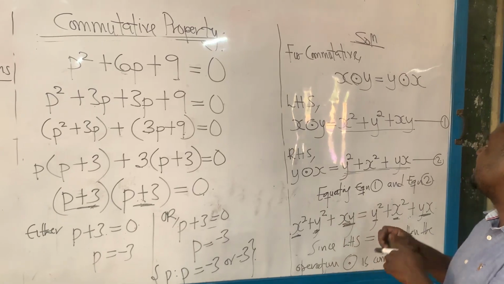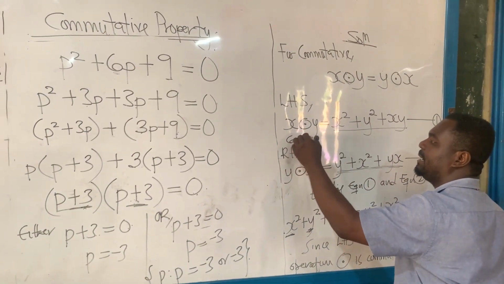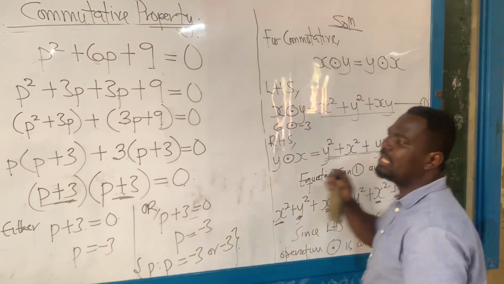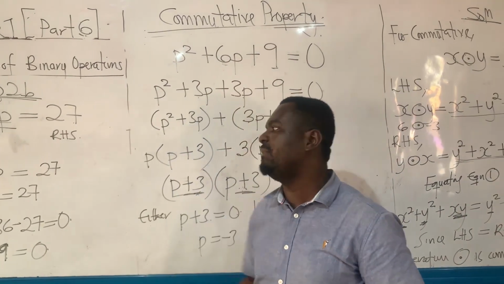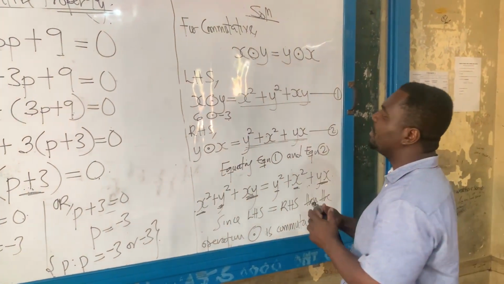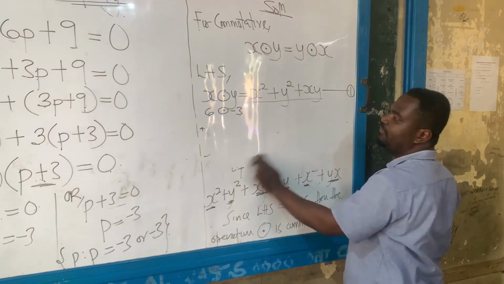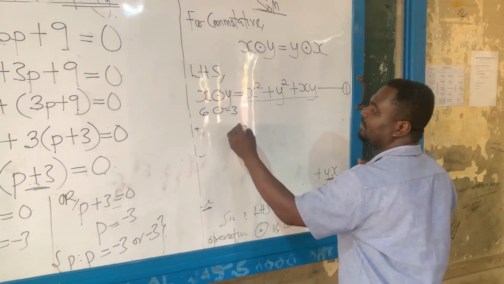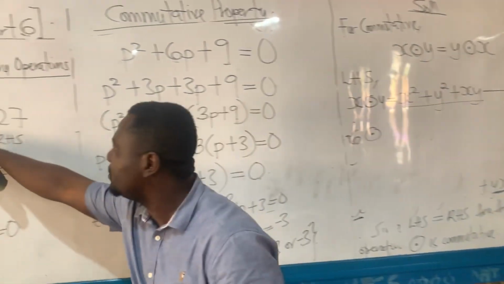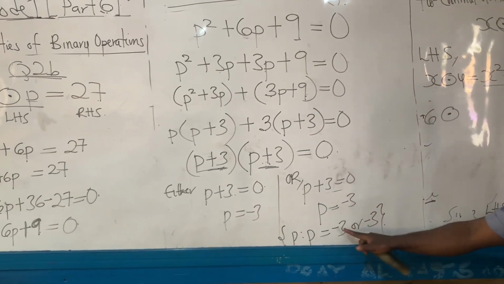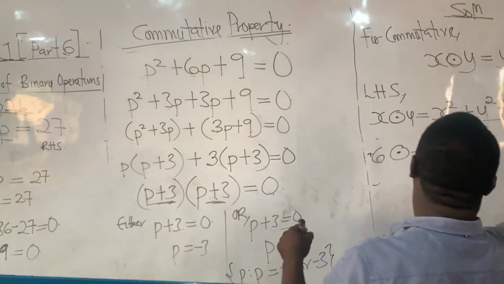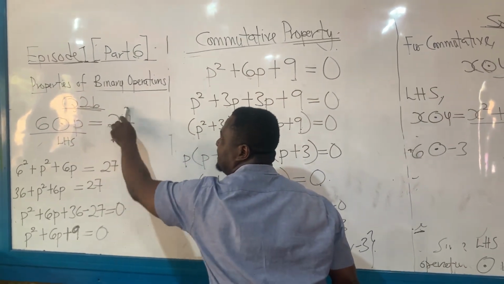You can prove it. You can substitute this into here. You are getting 6 binary -3. When you put 6 and -3 into this, it should give you 27, and it is true. You can check it. You solved for P, and you had your P to be -3. So let me see whether I'm going to get 27.